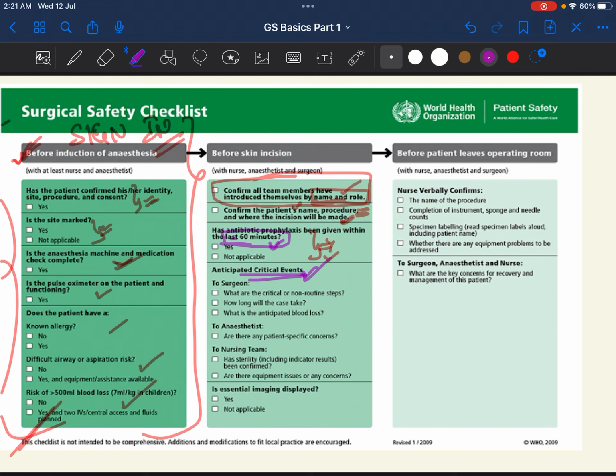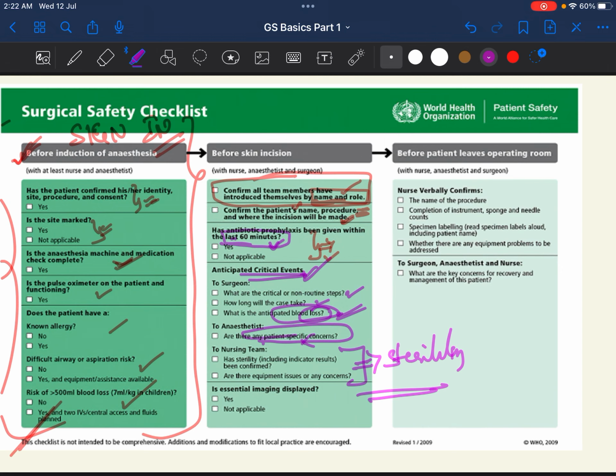Here, is the surgery going to be critical or not? Are you going to do any non-routine steps? Surgeons should address: is there any prolonging of the case? You should address what the estimated blood loss will be. And the anesthetist should always tell about patient specific concerns. And the nursing staff will give the assurance of sterility in this step.